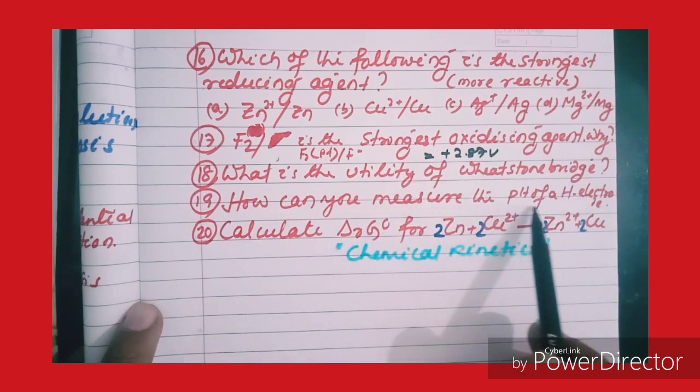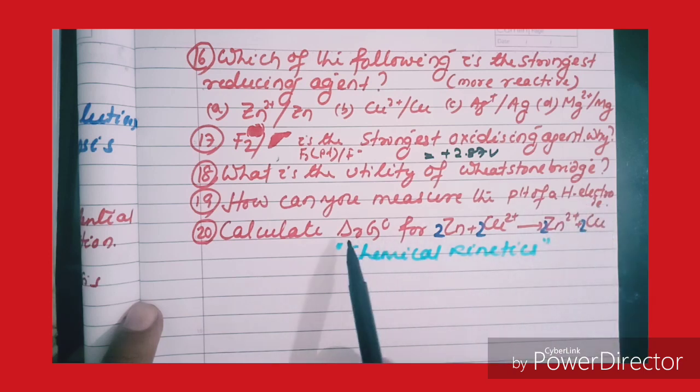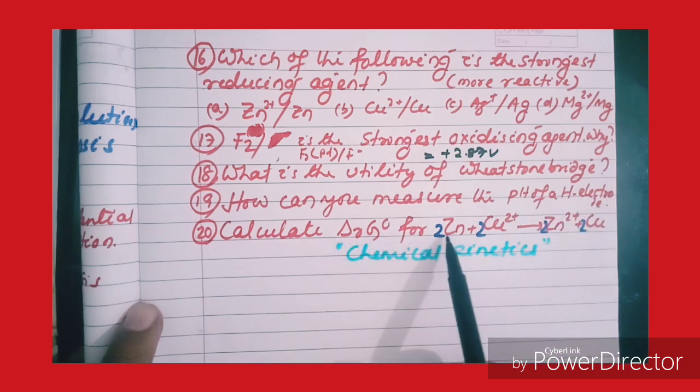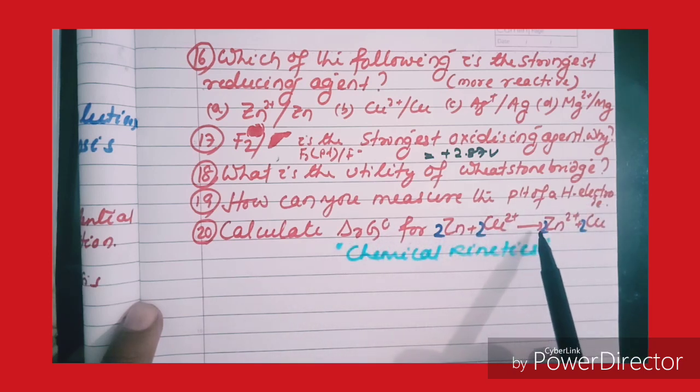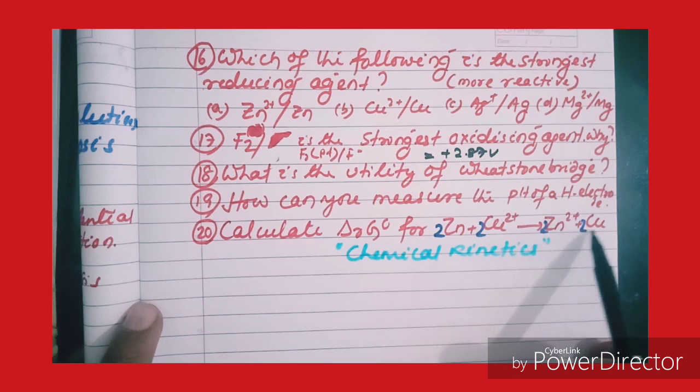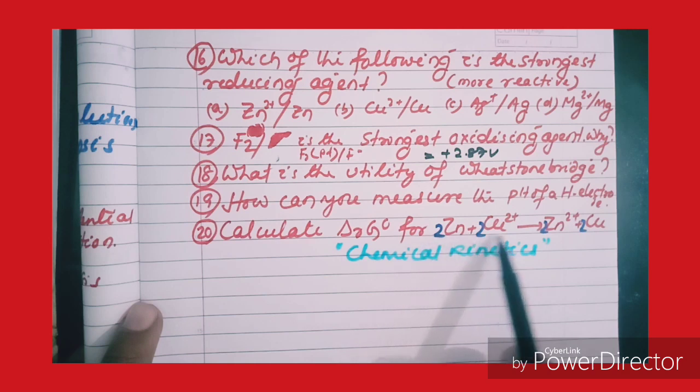How can you measure the pH of a hydrogen electrode? Calculate ΔrG° for 2Zn + 2Cu2+ → 2Zn2+ + 2Cu. Here n is found to be 4 because 2 is multiplied with each reactant and product.